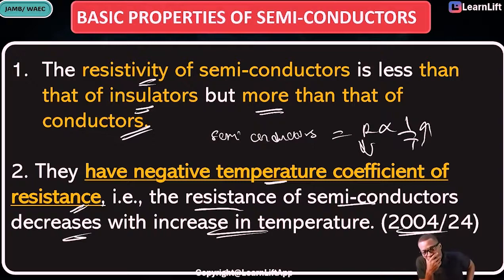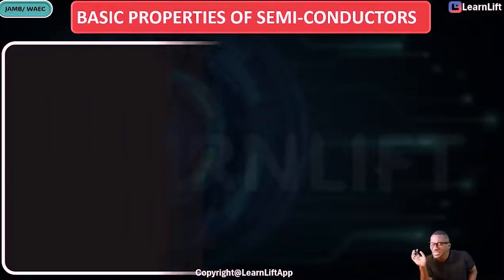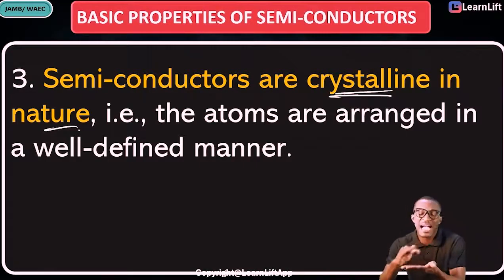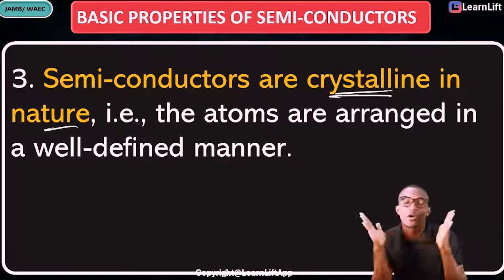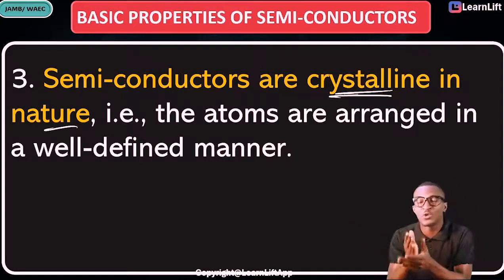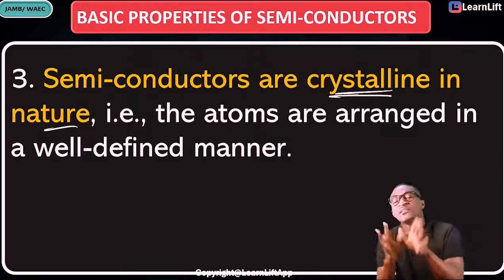Temperature. Then you understand. And the third one is that these guys are crystalline. Semiconductors are crystalline in nature. The word crystalline means their atoms are arranged in a well-defined manner. Because their atoms are arranged in a well-defined manner, they are said to be crystalline. Give me the 3 properties of semiconductors.